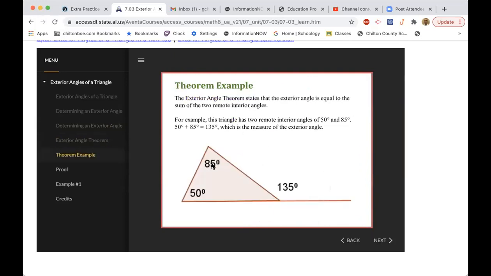In this example, 85 plus 50 equals 135, and that is also the exterior angle measure. If I did it the long way, found this measure first, and subtracted it from 180, I still would get 135 right there.